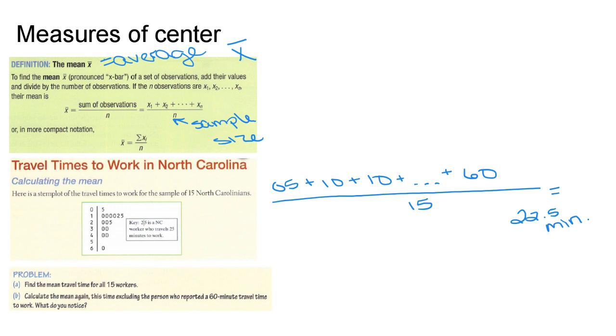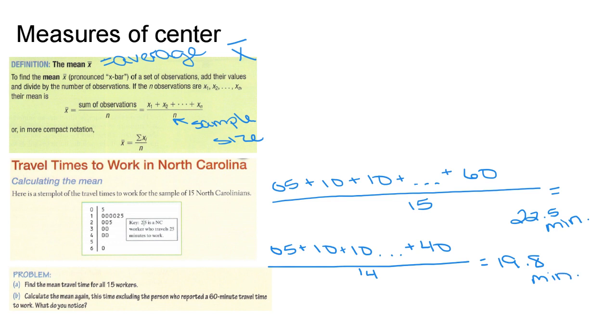The second part here asked you to calculate the mean again, but excluding the 60 minutes. So again, you could show your work the same way, the 3 dots, but this time my last value here would be 40, and I'm dividing by 14 instead of by 15. So now my mean is going to change a little bit. Now I'm going to get 19.8 minutes.